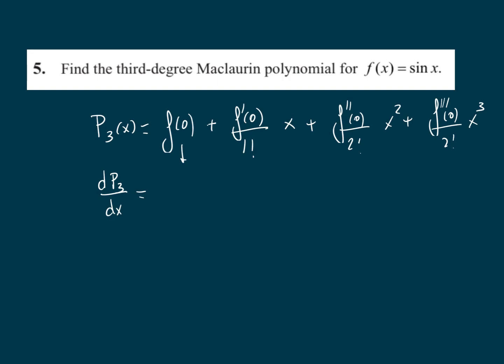If you take the first derivative of p3 with respect to x, the constant term is 0. So what will be the first derivative of p3? Now I have to evaluate the polynomial at x equals 0. The derivative of a number multiplied by x is the number, so the first derivative will be f prime of 0.